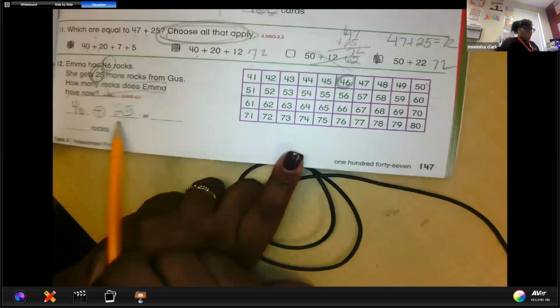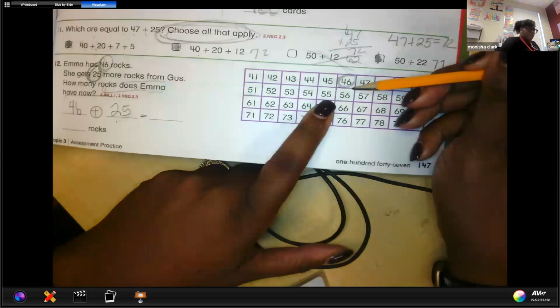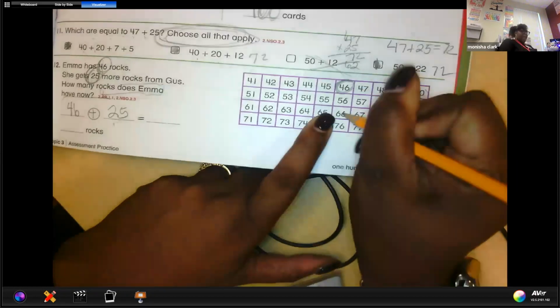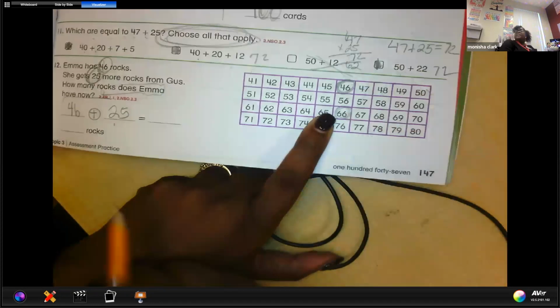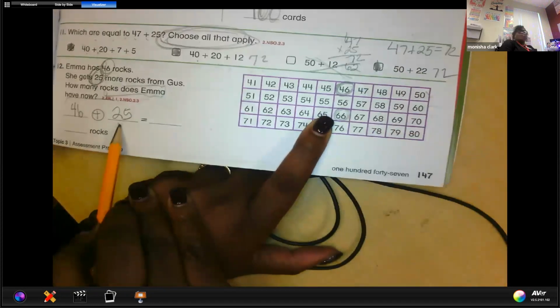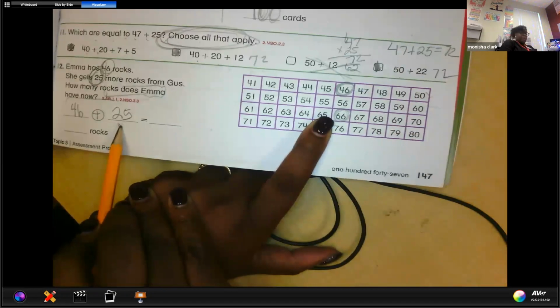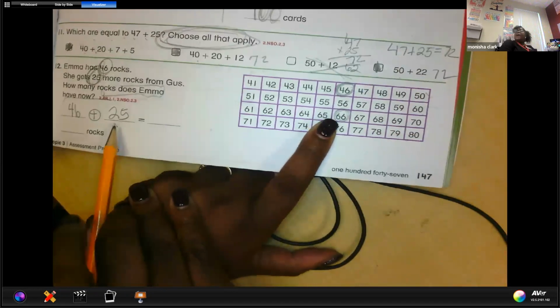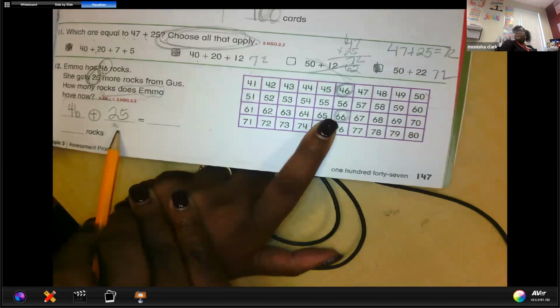Let's go down 1 and 2. We're going to circle 66. In 20, there are 2 tens. How many ones are left over? How many ones are left over, Destiny? No, ma'am. 25. We did 5.